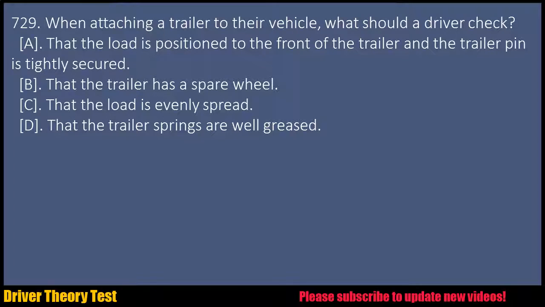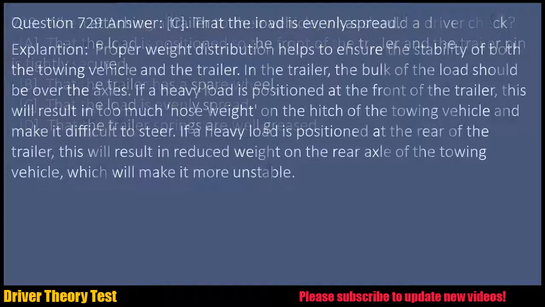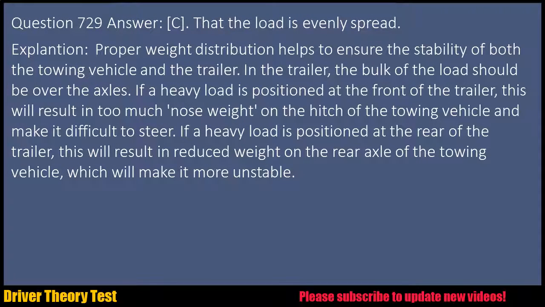Question 729. When attaching a trailer to their vehicle, what should a driver check? A. That the load is positioned to the front of the trailer and the trailer pin is tightly secured. B. That the trailer has a spare wheel. C. That the load is evenly spread. D. That the trailer springs are well greased. Question 729. Answer: C. That the load is evenly spread.